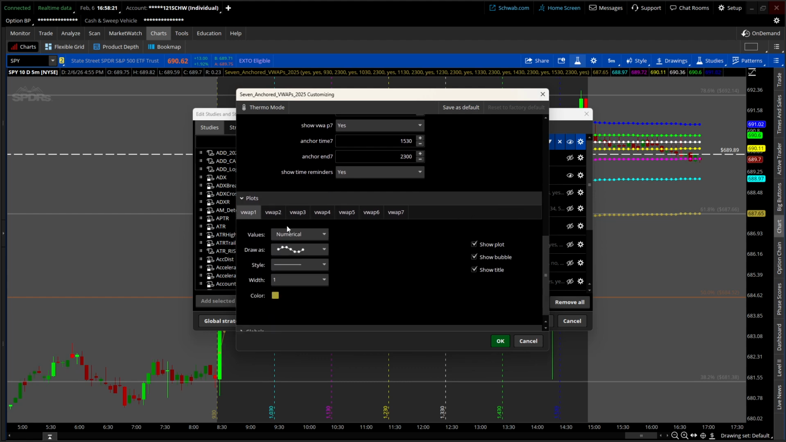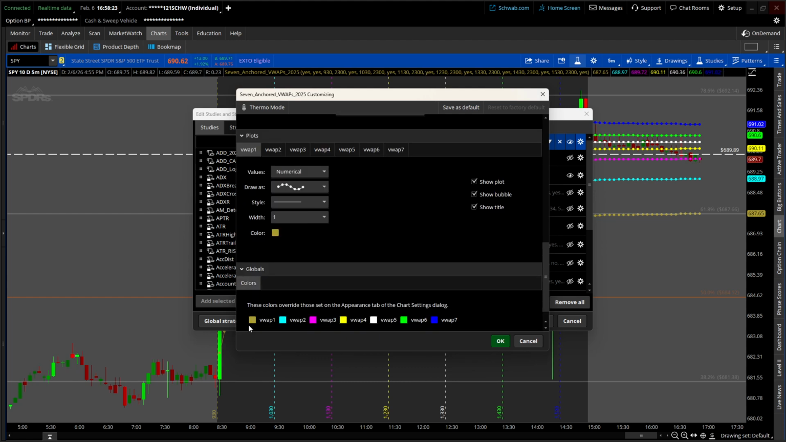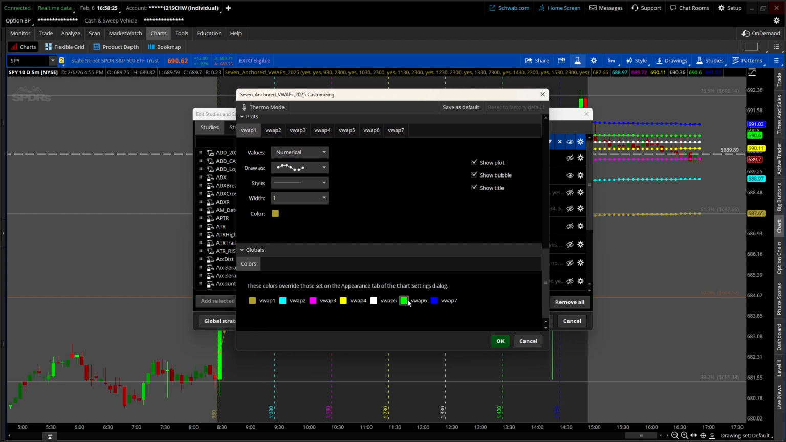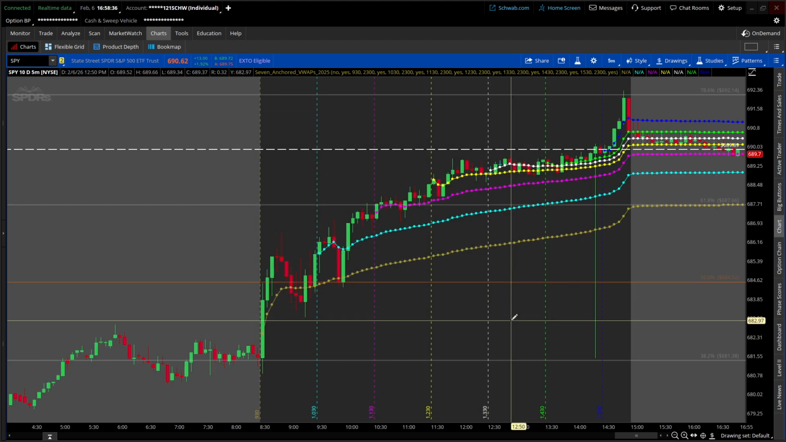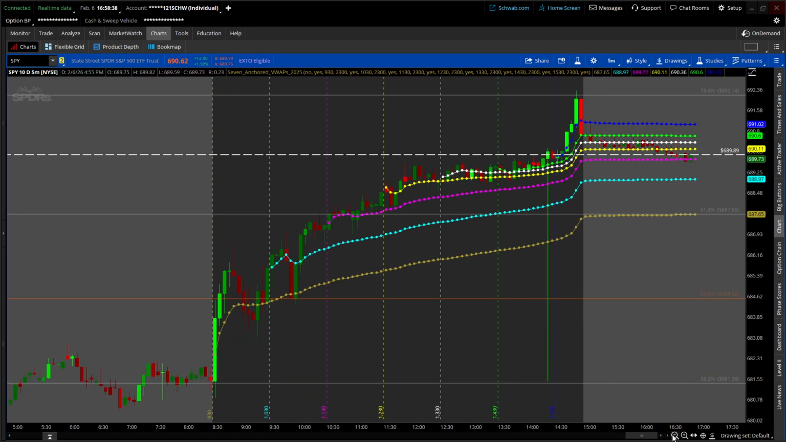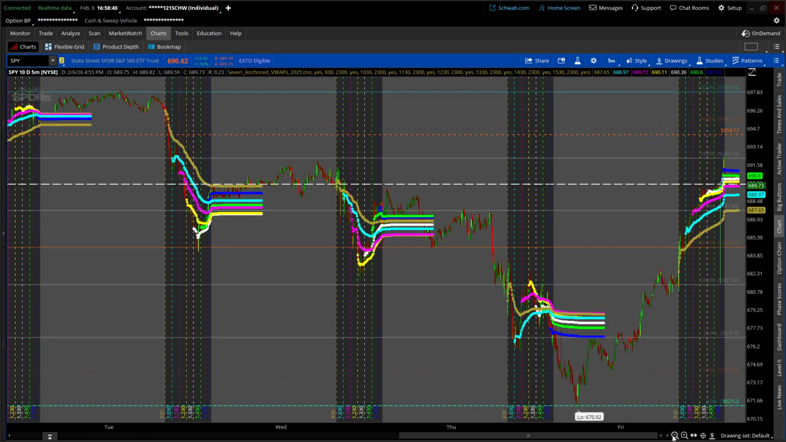But these are your VWAPs right here, and here are your colors. You can change to mute or to highlight, whichever ones you want to change right there. You can change them individually as well, and those are just the naming for those different VWAPs. So now I have them all set for show every day.